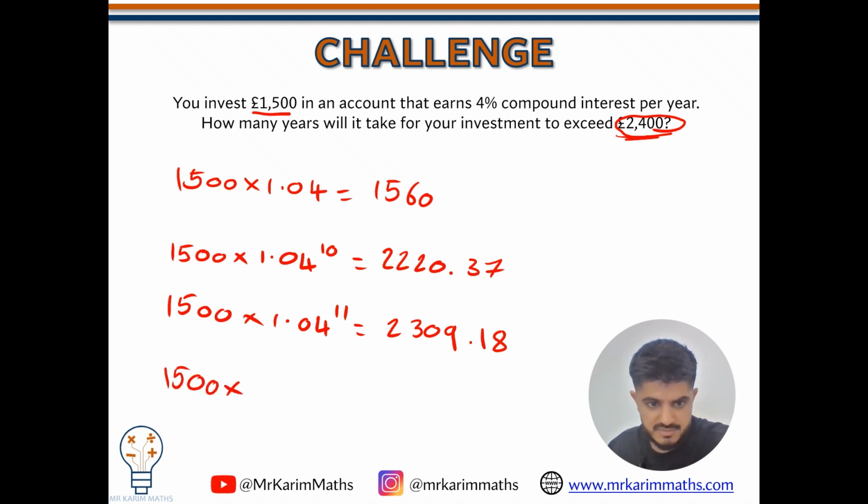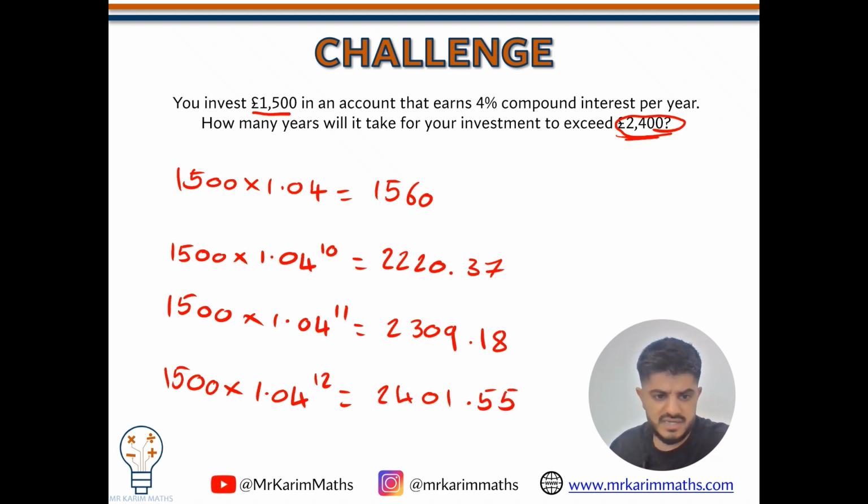You guys are probably beating me to it, but bear with me. So times 1.04 to the power of 12, and there you go, £2,401.55. So my answer, how many years will it take for your investment to exceed 2,400? 12 years. Simple as that.